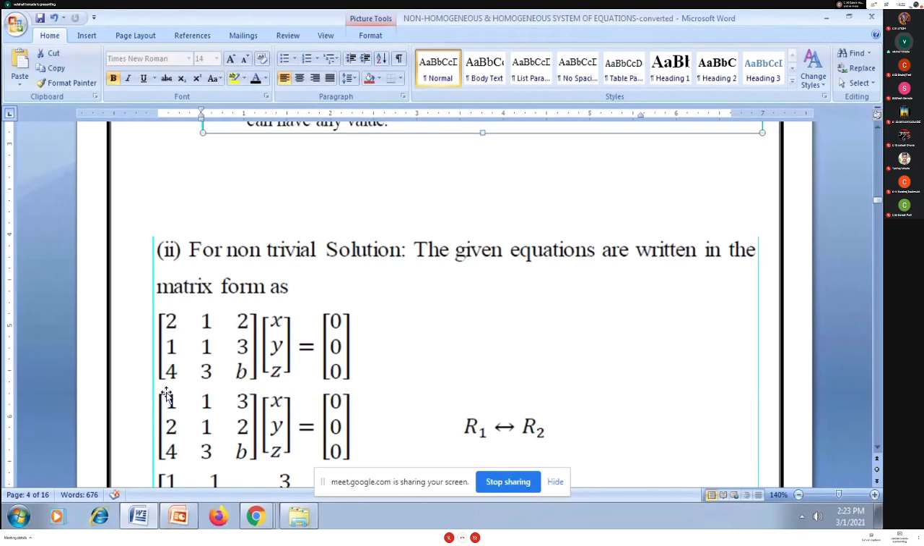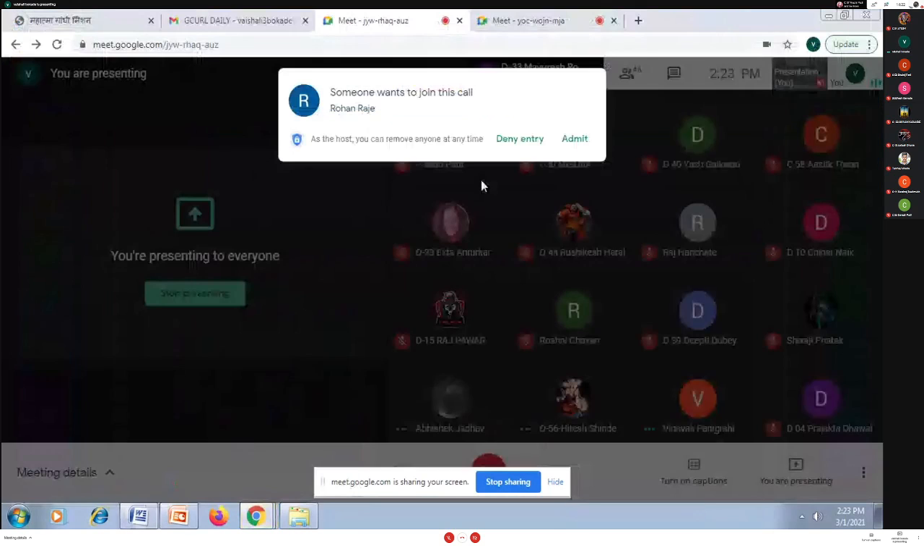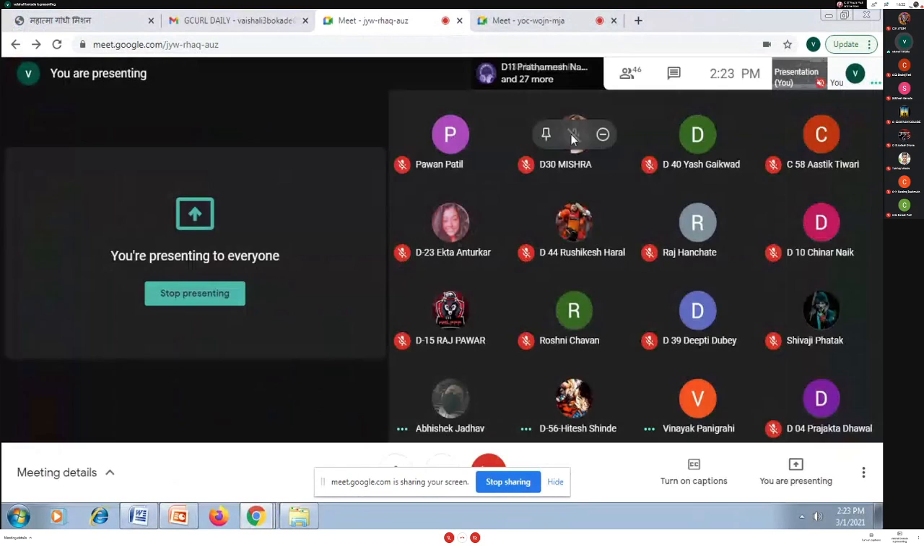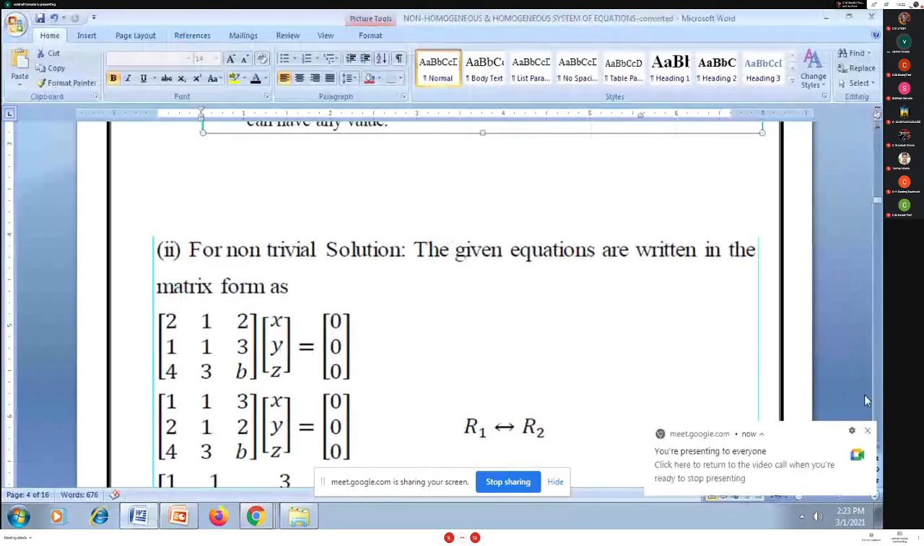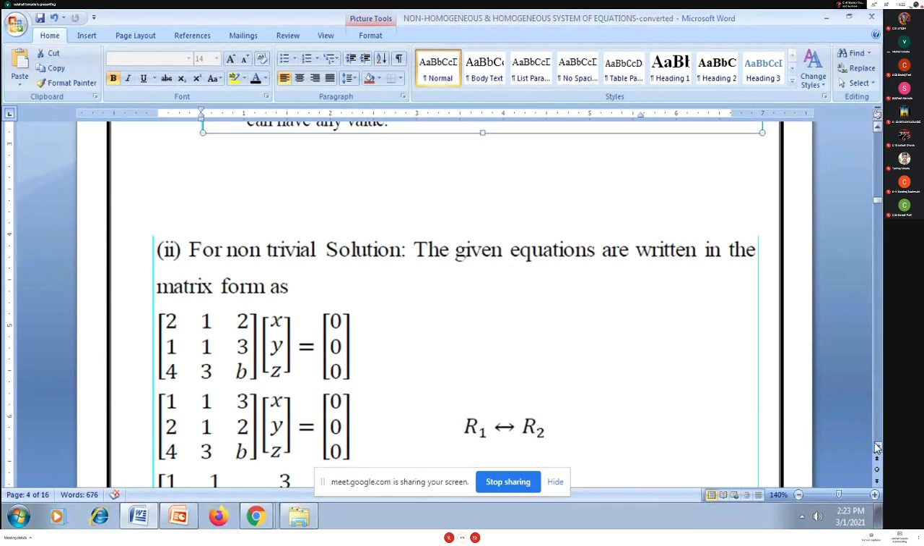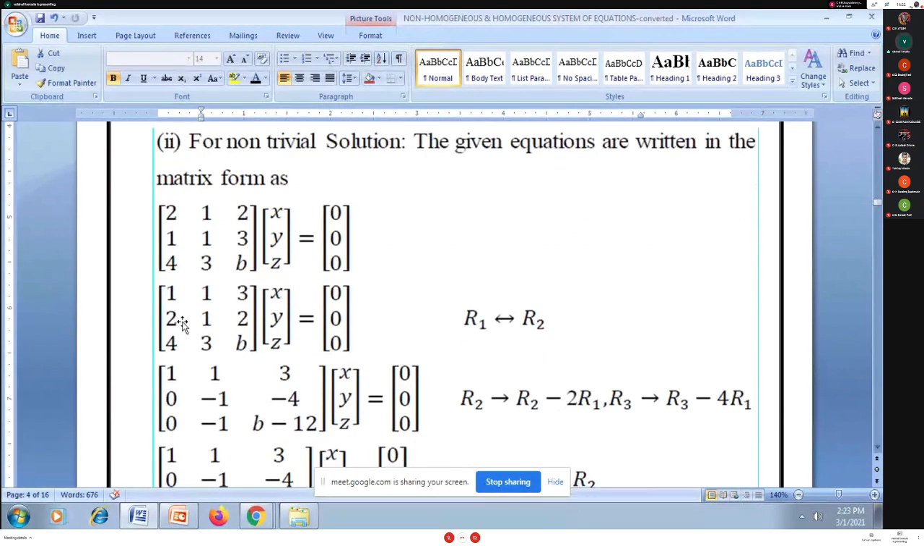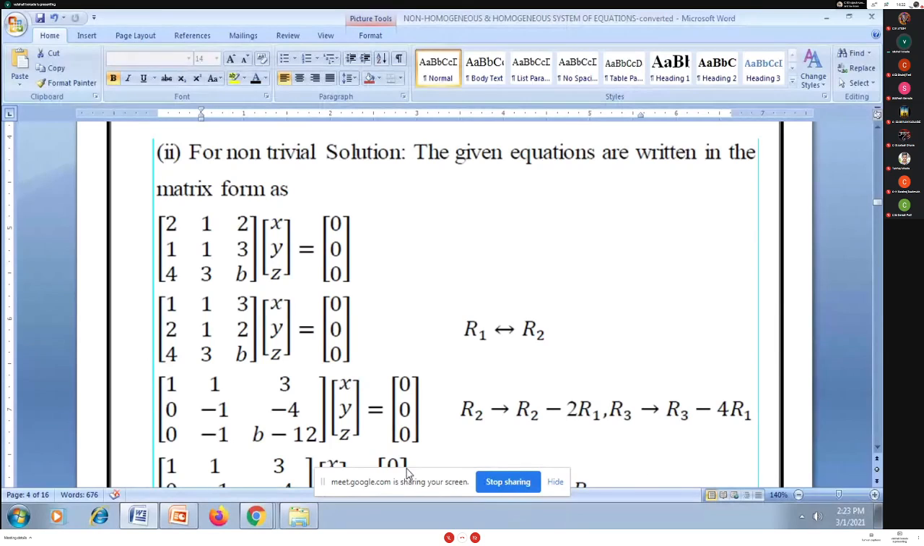I have to use R1 to convert the other elements in column 1 to 0. So I am using R2 minus twice R1 and R3 minus 4 R1 for converting the elements in the first column to 1, 0, 0. Same row transformation, if I use it on the zero matrix, my matrix will remain as it is.